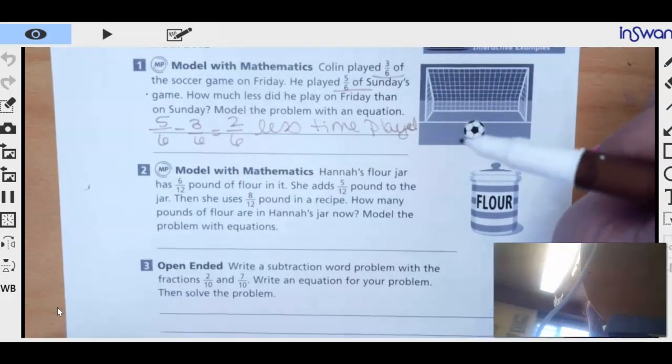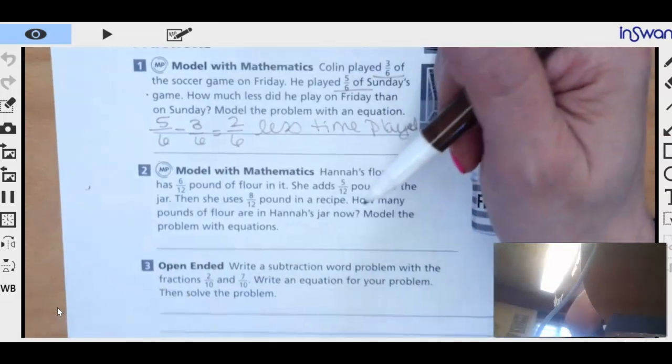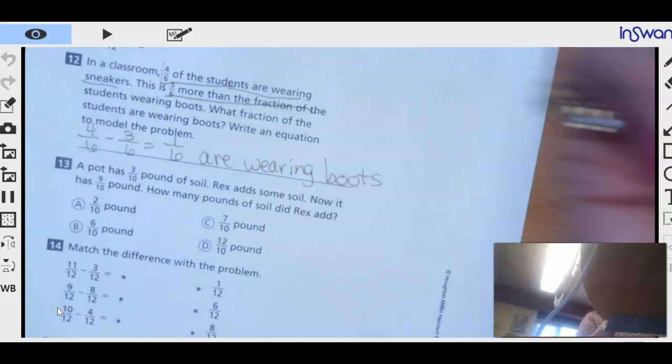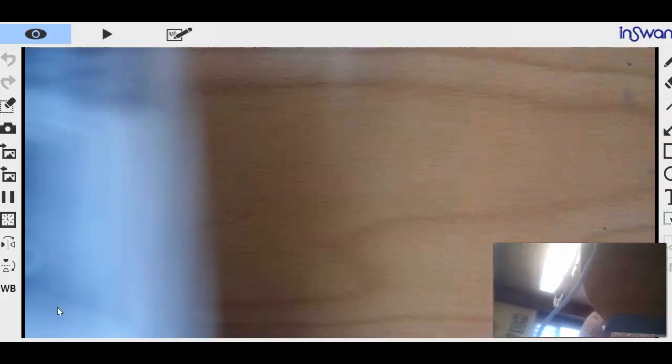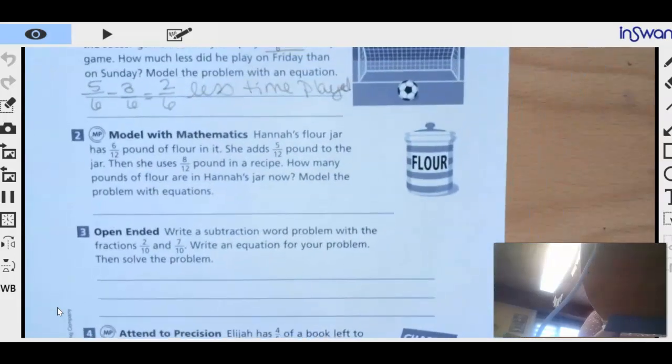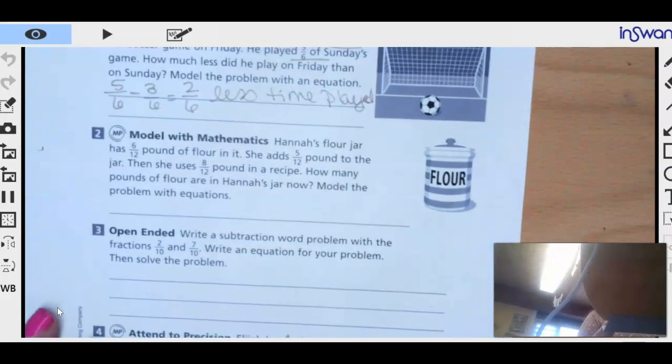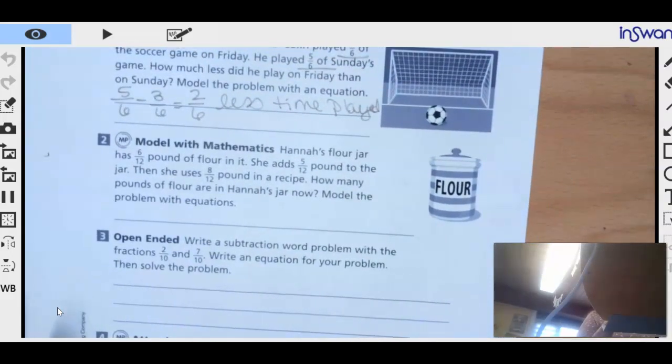Yes. For number 12, the label was the students are wearing boots. Yeah, but wearing boots. You have to have the wearing boots because the students both were wearing boots and sneakers, so you have to be specific.